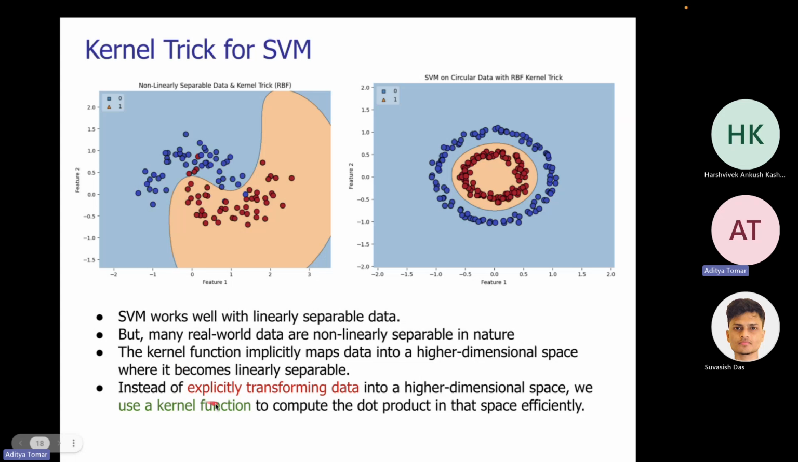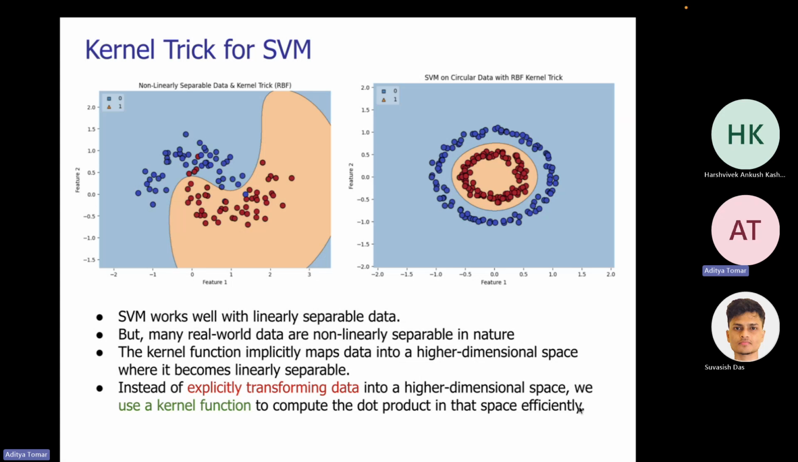So that's what we are doing: explicitly transforming data into high dimensional space, and using a kernel function to compute the dot product in that space effectively. In these two plots it is very easy to visualize: if it is 2 dimensions, you project into 3 dimensions, and you can do it easily. But there are some complex functions that are not easily doable in just 3, 4, 5 dimensions. Sometimes you have to project into 1,000 dimensions, 10,000 dimensions to actually find the correct linear classifier.